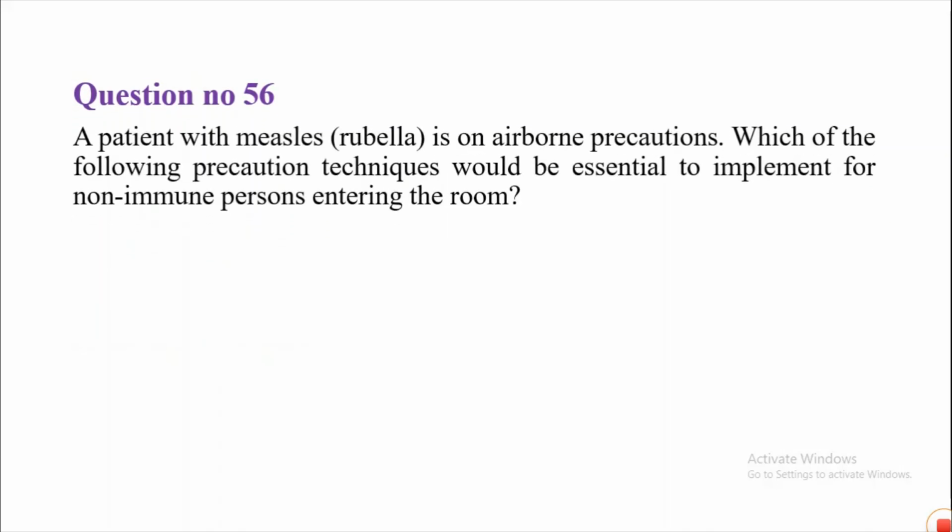Question number 56. A patient with measles, rubella, is on airborne precautions. Which of the following precaution techniques will be essential to implement for a non-immune person entering the room? The options are number A, gloves, number B, gowns, number C, masks, number D, face shields.